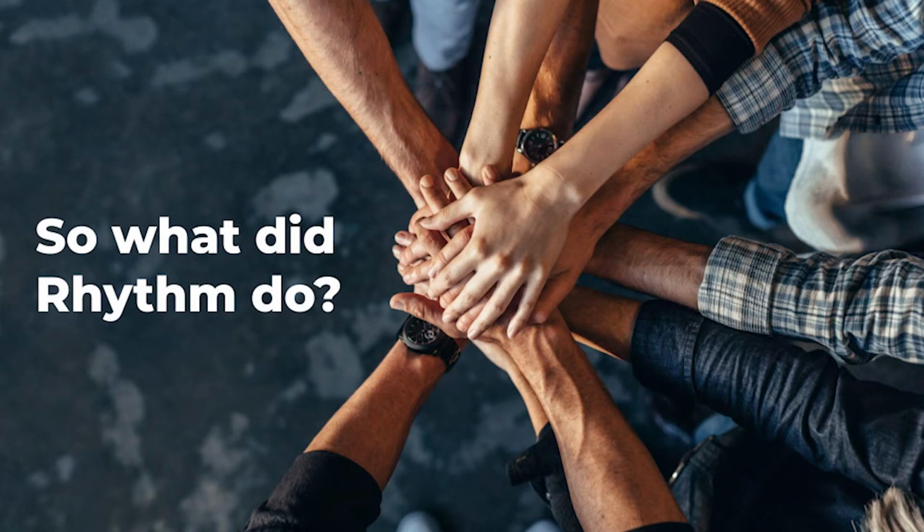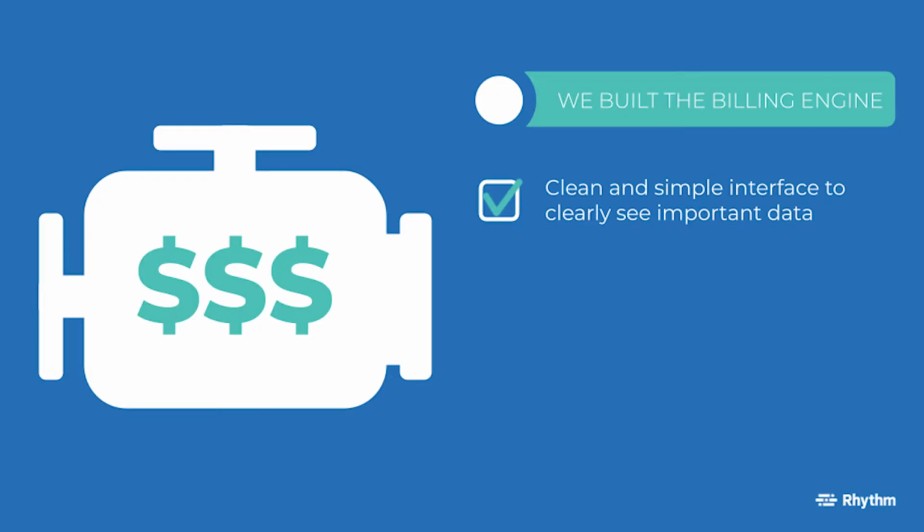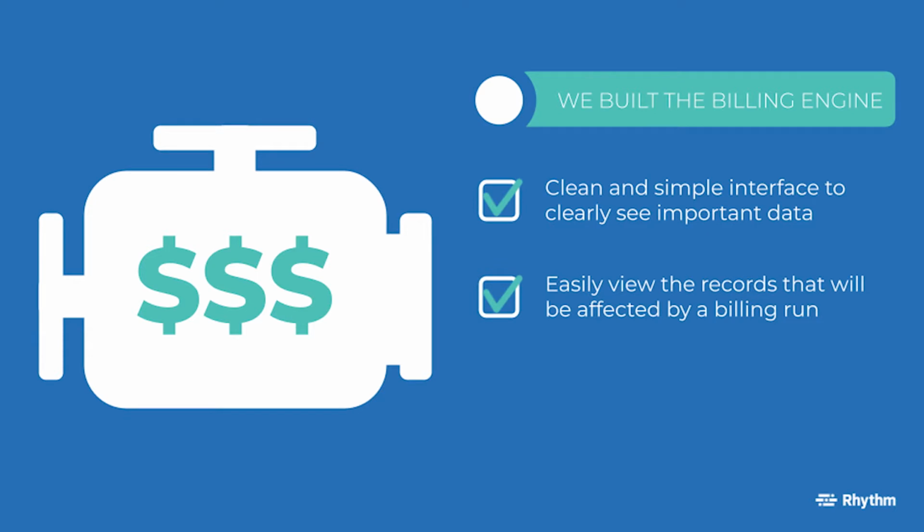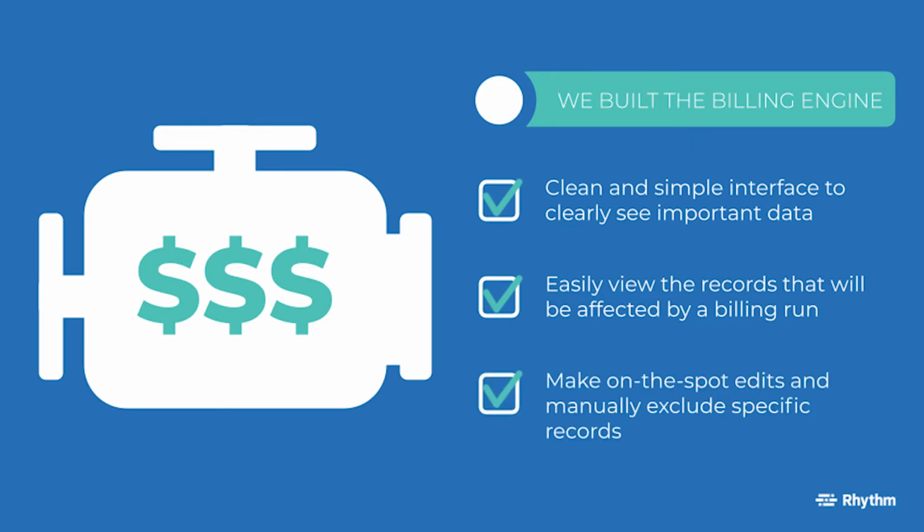So, what did we do? We designed Rhythm's billing engine with a clean and simple interface so that you can clearly see your data. You and your team can view all the records that will have an action taken on them and approve or edit specific information before executing the billing run. We've made it easy for you to make manual edits to your billing runs, all the way down to excluding a specific member from a cycle.